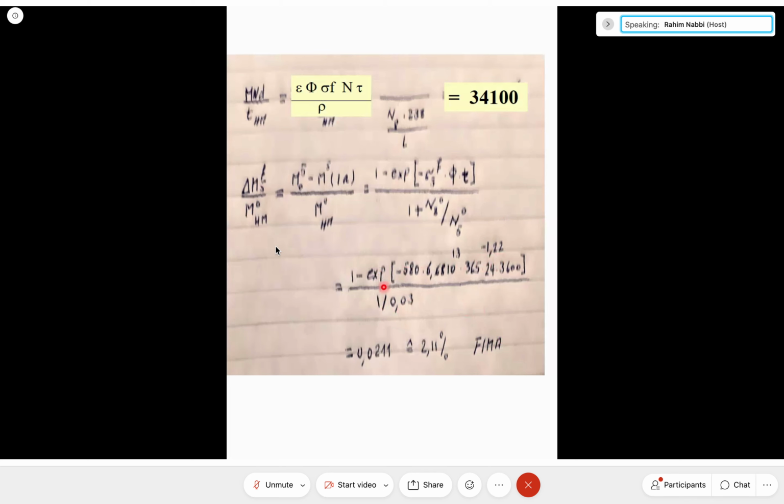So, if you put the values here, you get 0.0211. That is, we have gone back to the definition of FIMA. FIMA was the number of fissions per initial metal atom. That is the number of fissions, because you remember we used the number of fissions per initial metal atom. For this reason, this is the value for FIMA.